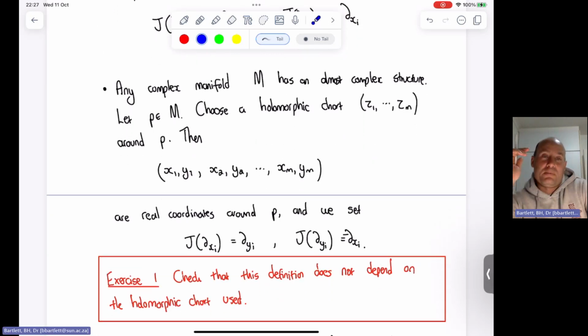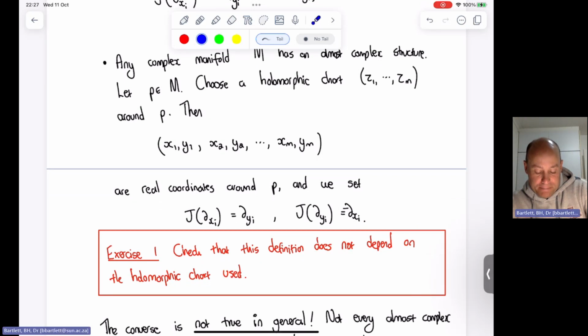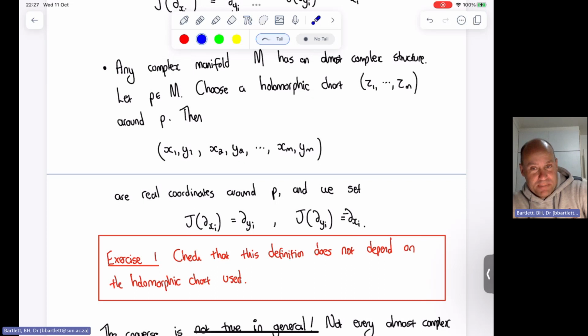And of course, the problem is that this definition of J used a holomorphic chart. So what if I use a different holomorphic chart, z primes? That means I'm going to have different x primes and y primes, and I'm going to be sending del x prime to del y prime. Is that the same operator as this operator? That's a really important exercise: check that this definition does not depend on the holomorphic chart used. So every complex manifold has an almost complex structure.